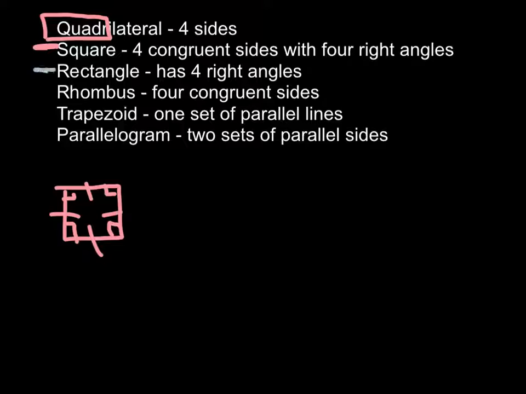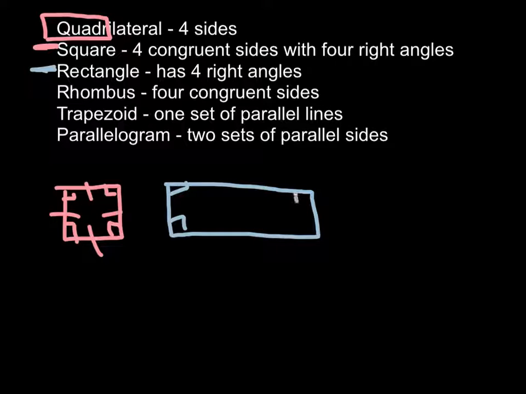In blue, I'm going to do my rectangle, which has four right angles. So a square is also a rectangle because you see it has the four right angles. But a rectangle isn't always a square because you see those two are the same length, but those two are different lengths. Let's go white here for my rhombus.